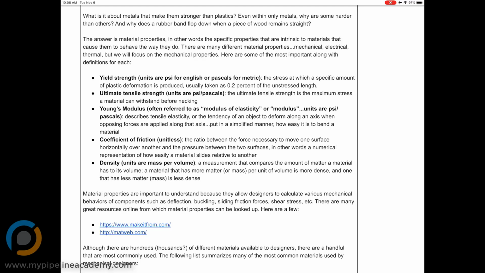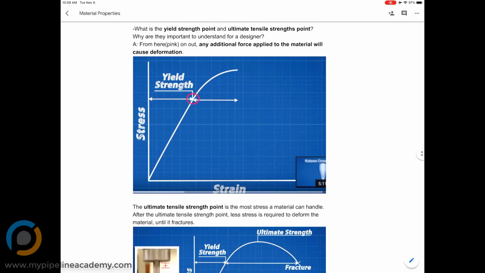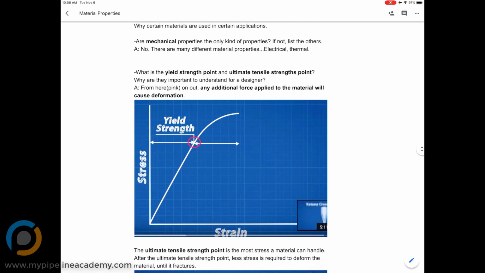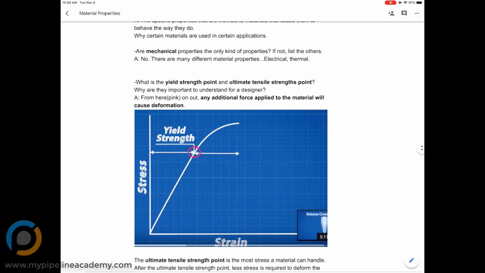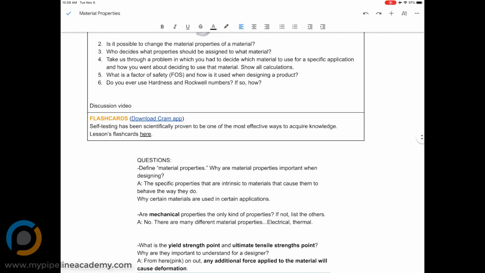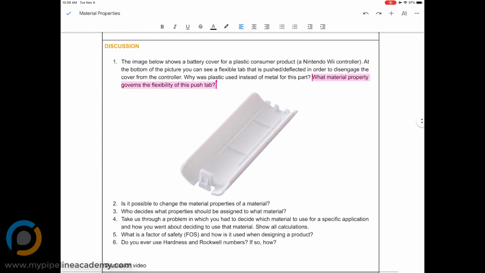I'm thinking in my mind of the curve. I'm a very visual person, and I'm looking at this right here. You don't want to go beyond that pink point. So whatever the material is, you want to stay in that slope. So that's true, and I agree with all of that. But yield strength is not the property that governs a material's flexibility.